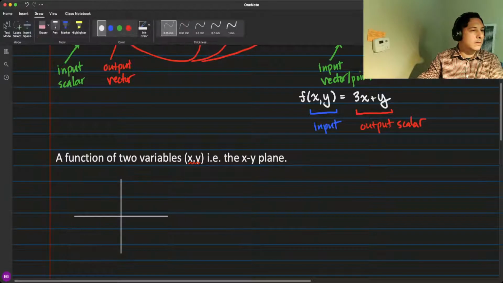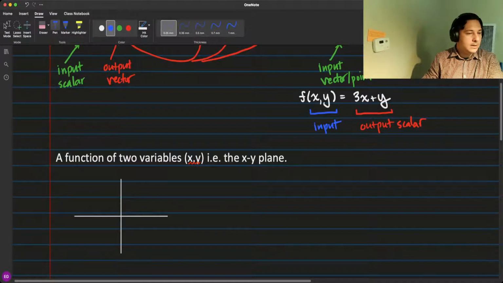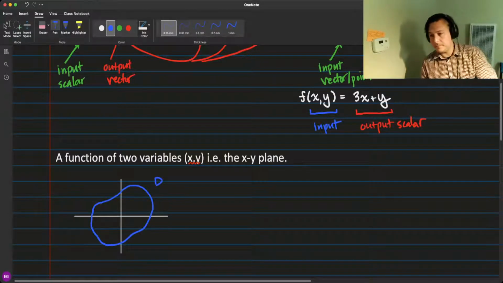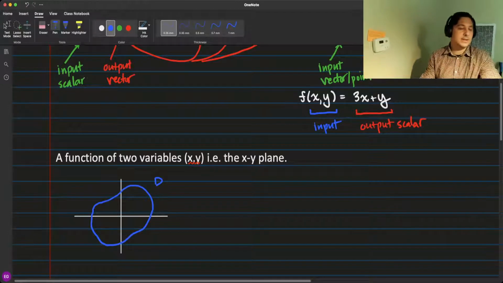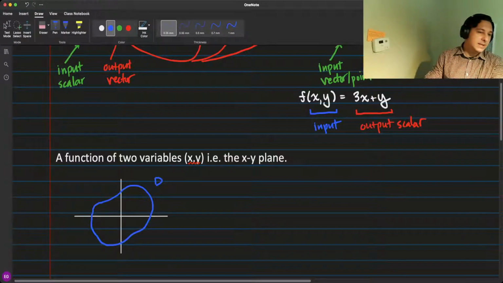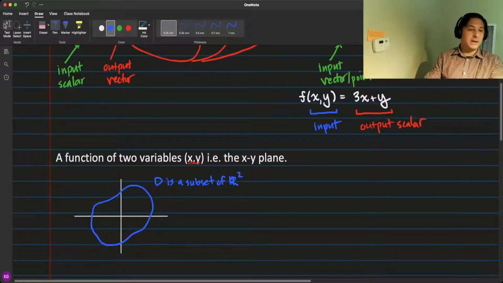In the xy plane, we're going to draw off a little region that we're going to call D. So this subset of the plane, D is a subset of the plane. In other words, a subset of R2. So all of that stuff, that's the domain of my function of two variables, f.